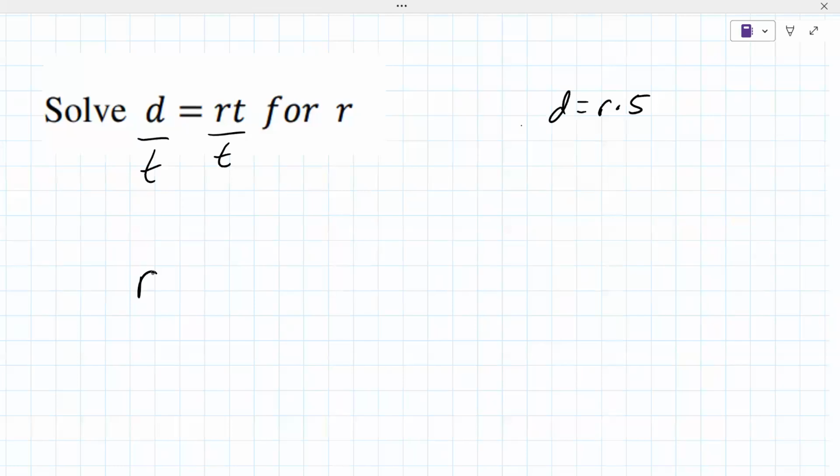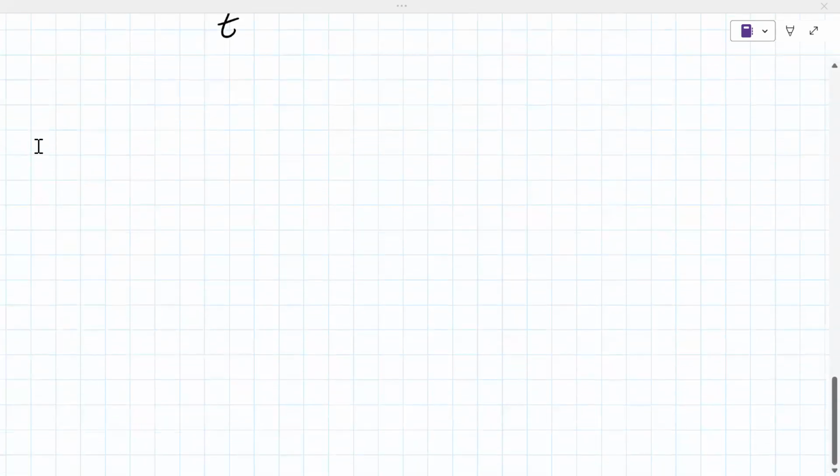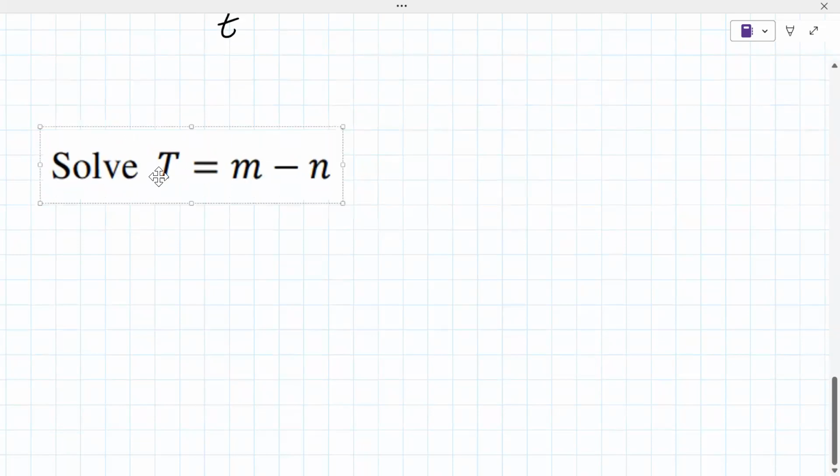So what is the final answer? What does R equal? D divided by T. D over T, yeah. Okay, all right, we're going to try a few more here. Give me some feedback. What's the challenging part of this for you? Not knowing what to do with the variable.